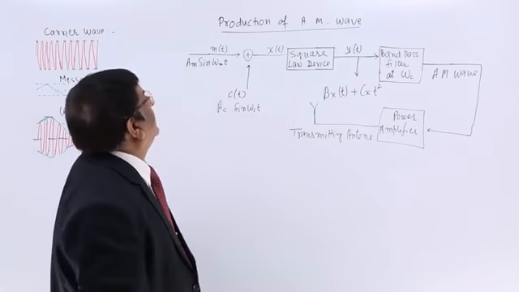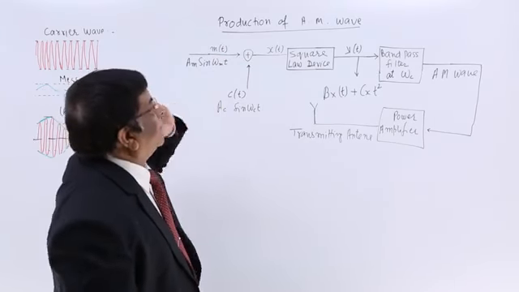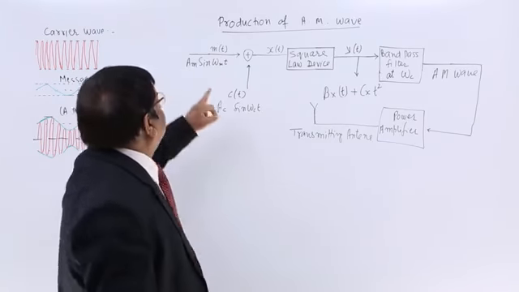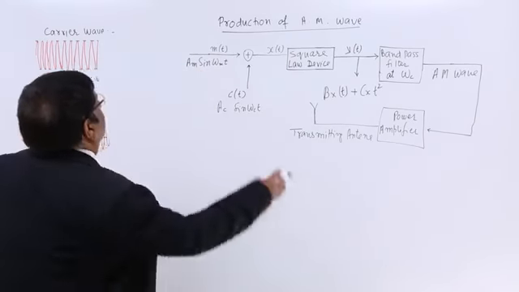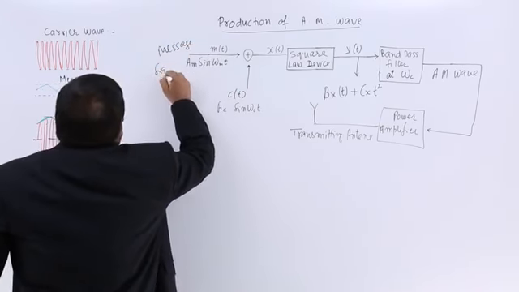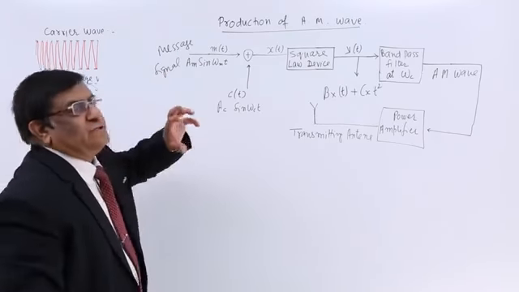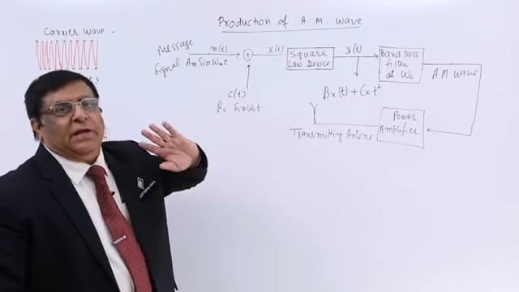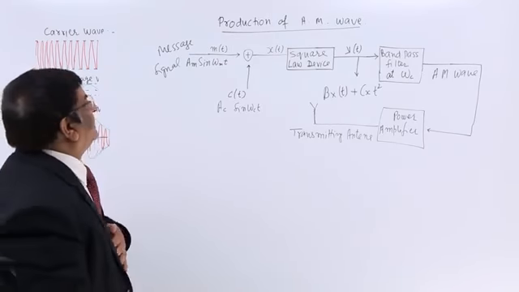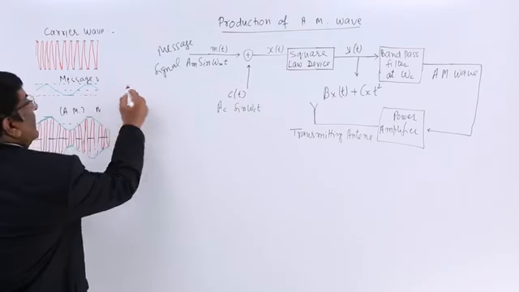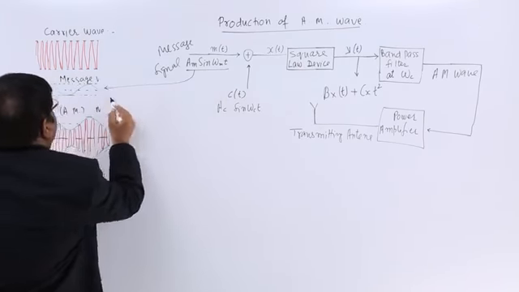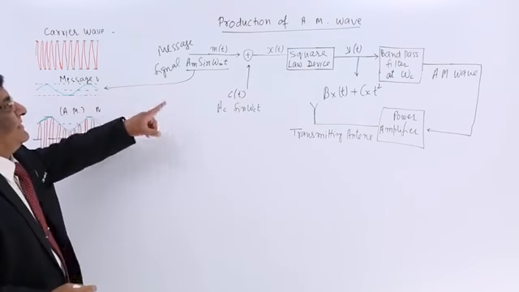We are now studying production of amplitude modulated wave, and there is a schematic diagram for this. The first step, we get the message signal. Message signal from our source of information, like a microphone, or a camera, or a computer. This is having this shape, and this is the formula. This is the shape of the graph of the message.